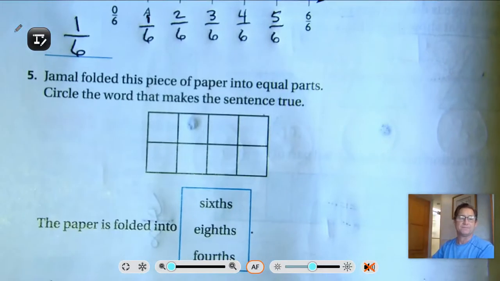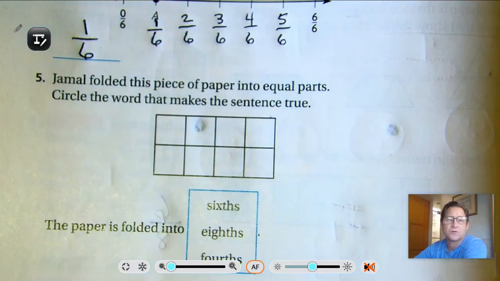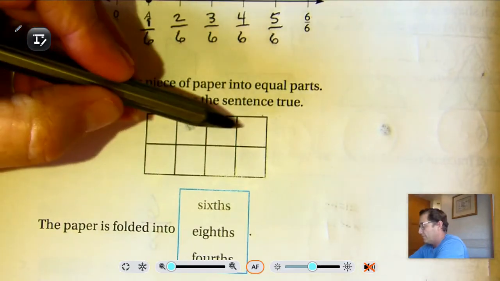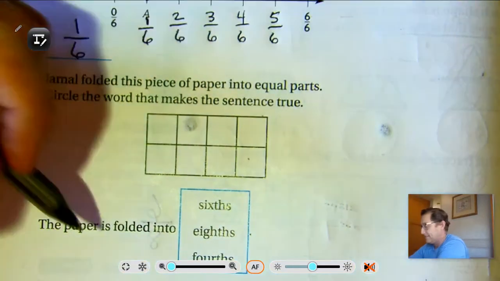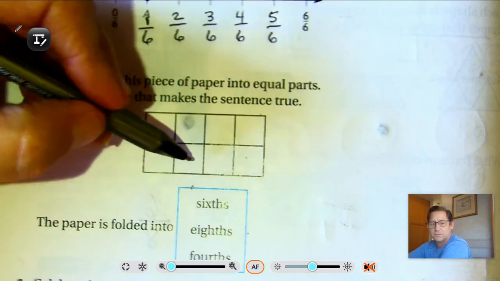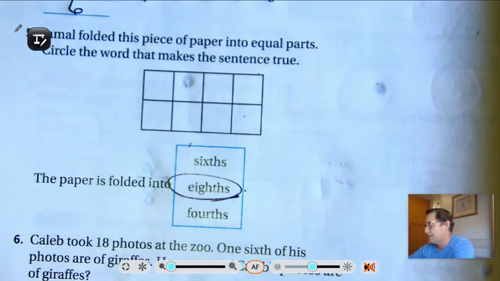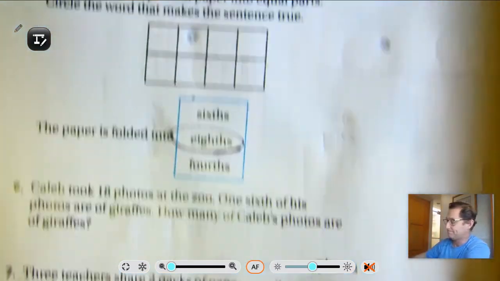All right, number 5. James folded this piece of paper into equal parts. Circle the word that makes the sentence true. Okay, so 1, 2, 3, 4, 5, 6, 7, 8. There are 8 equal pieces. So the paper is folded into sixths? No. There's more than 6 pieces. Eighths? Yeah. And there's more than 4. So, all right, so the paper is folded into eighths.